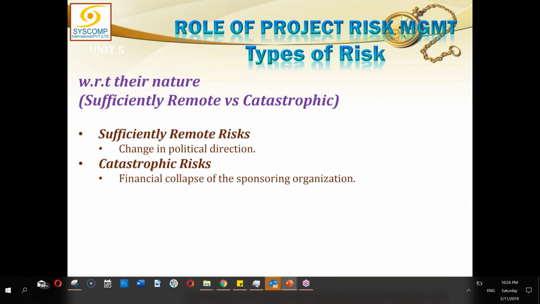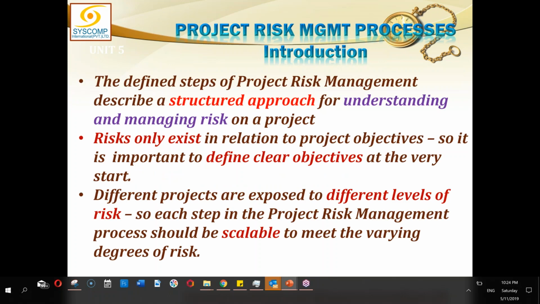Then we have sufficiently remote risks and catastrophic risks. Sufficiently remote risks are like the change in political direction. That may or may not happen, but it is a very remote chance. A catastrophic risk is the financial collapse of the whole system. The damage is too big, though the probability may be very, very low. This is a catastrophic risk. So these are various risks which we discussed with respect to the nature of the risk.